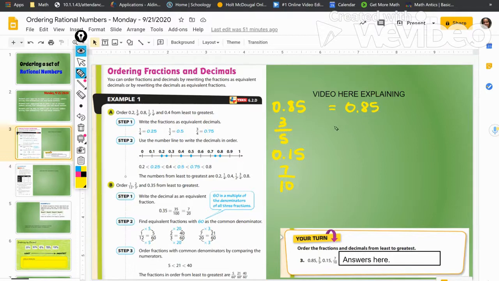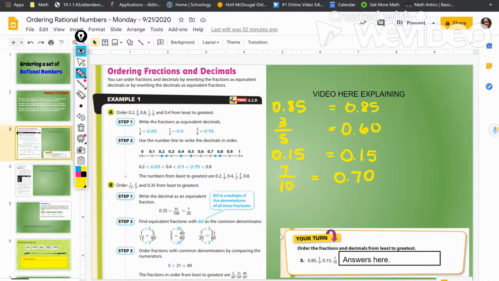3/5, fifths, you can use your digits, your fingers. So my middle finger represents 6/10 or 60/100. Then I have 15/100. And then I have 7/10. Remember, you want each number to have the same amount of digits, so I'm going to add a 0 here.